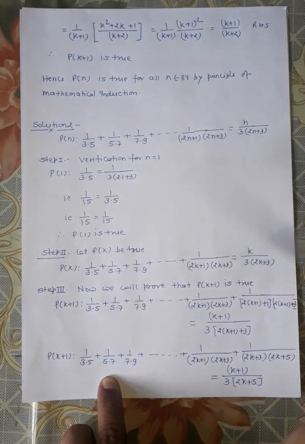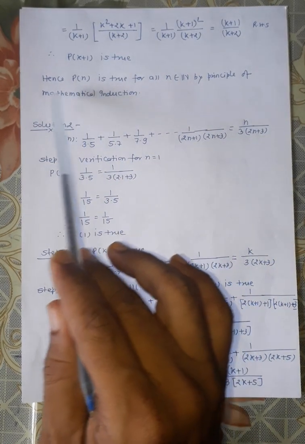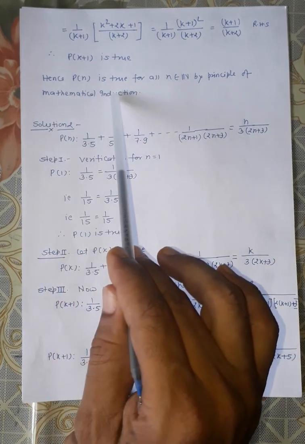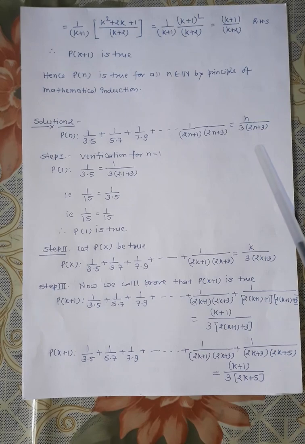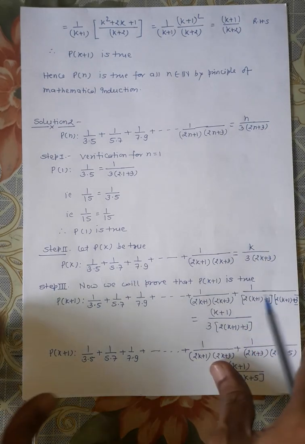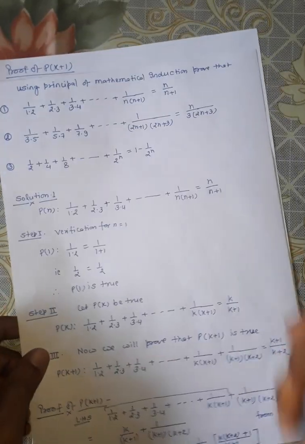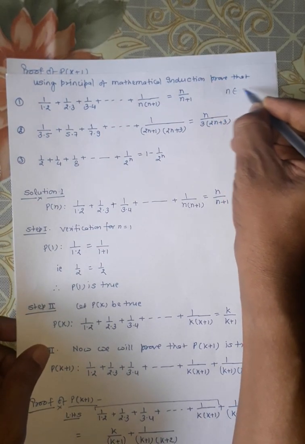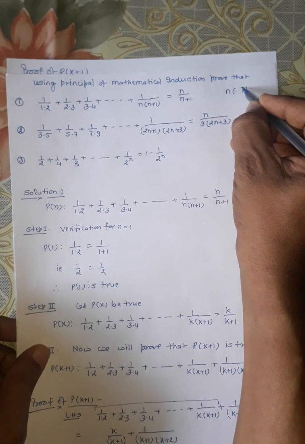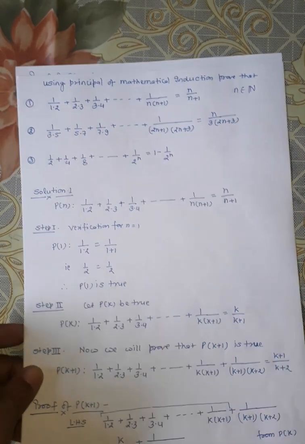Now all three steps are completed properly. So finally we will write, hence Pn is true for all n belongs to set of natural numbers by principle of mathematical induction. Boys, here I have not mentioned, so I am going to mention it here: n belongs to set of natural numbers for all three questions. Okay.